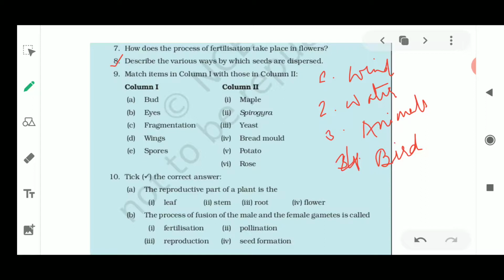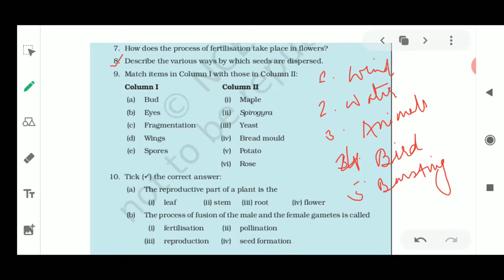Then next, the seed could also disperse by bursting. Okay, bursting means some of the seeds burst open when they mature. Because of the force of bursting, the seeds are going to move from one place to another, just because of the pressure.